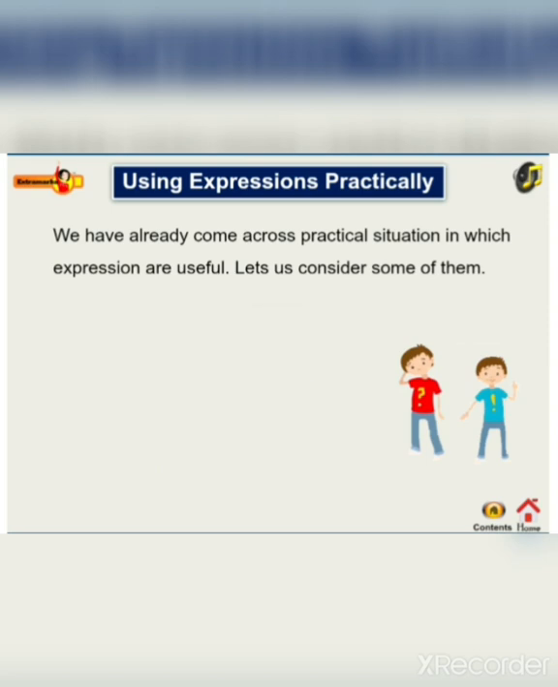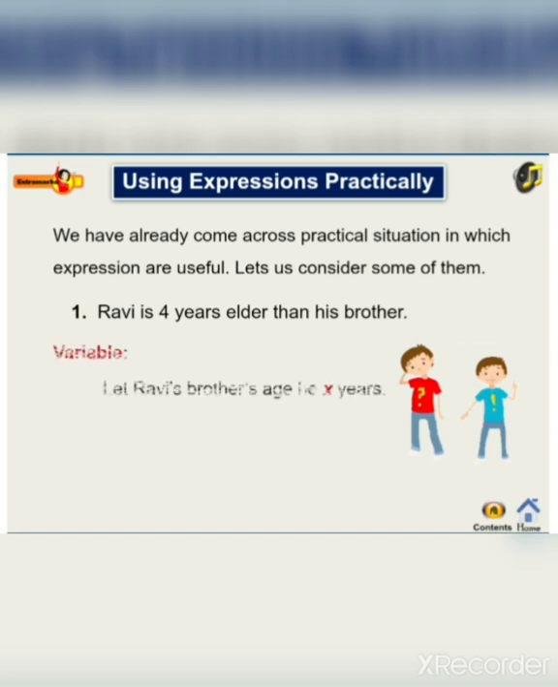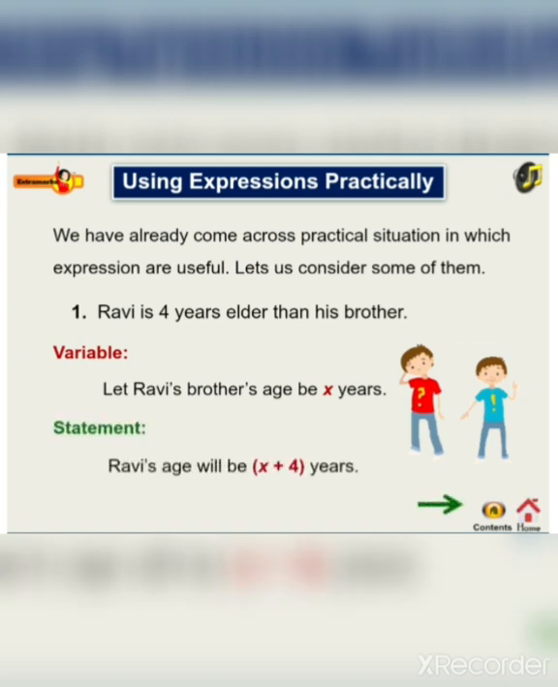We have already come across practical situations in which expressions are useful. Let us see some of them. Statement: Ravi is 4 years elder than his brother. We want to express this statement in the form of an expression. For this, we suppose that Ravi's brother's age is X years. So, Ravi's age will be X plus 4 years.